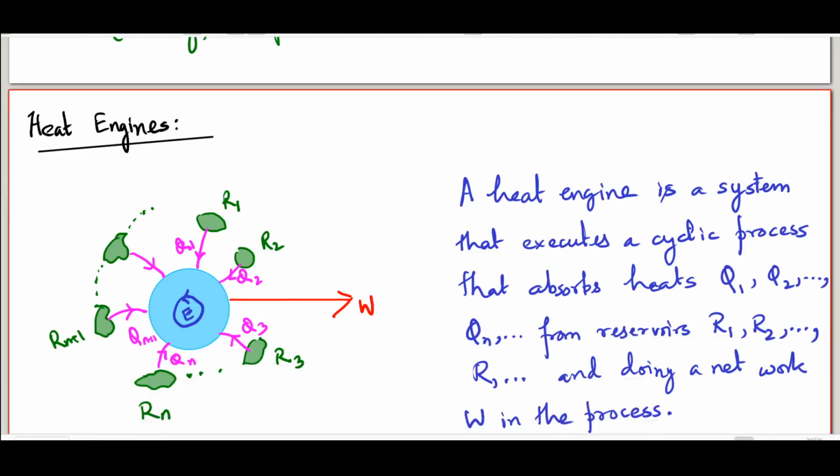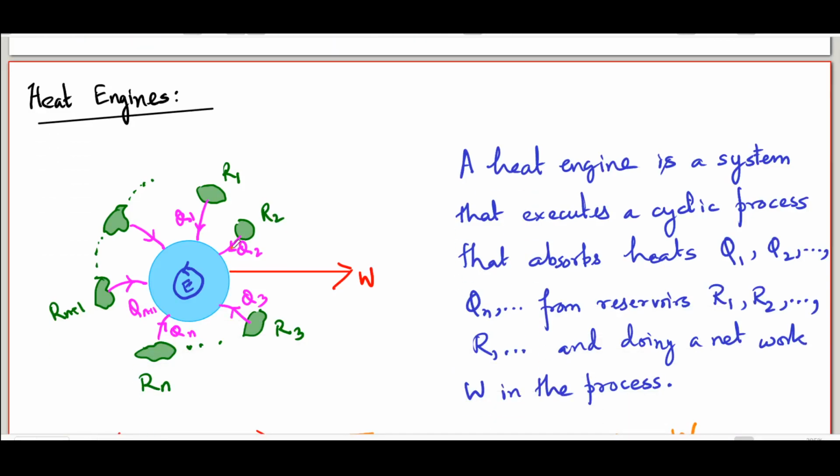Basically, the most general engine that we can think about is a system which undergoes a cycle. It returns back to whichever state it started with while interacting with several reservoirs, R1, R2, R3, Rn plus 1, etc. Each of these reservoirs will be at temperatures θ1 or T1 as the case may be, θ2, θ3, θn plus 1 and so on. And what this system is going to do is that it's going to absorb a heat Qn from the reservoir Rn. Of course, this goes for each and every n.